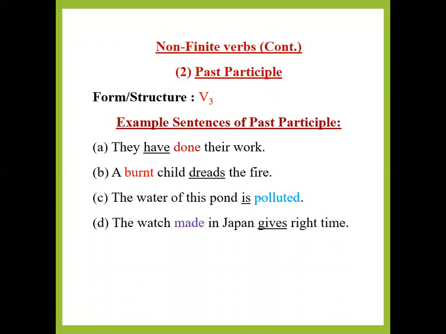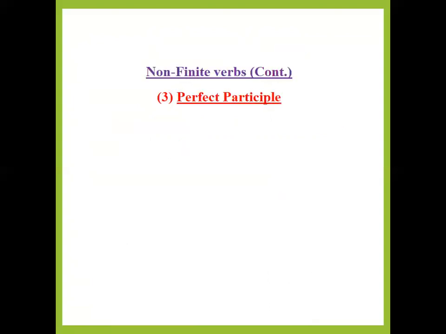The watch made in Japan gives right time. Gives is here a main verb, whereas made is used as a past participle form. We should respect the learned. Here learned is a past participle form of non-finite verb.